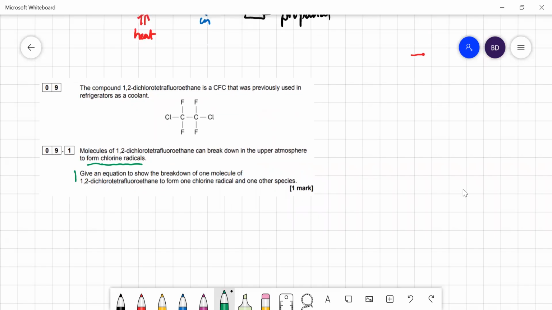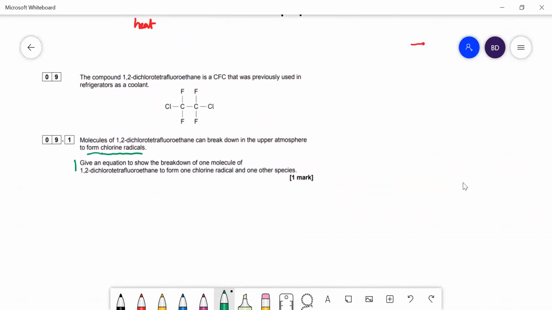Okay, so here let's draw. So I would draw it. We can write down CClF2-CF2Cl, and then write it like that. You can draw it displayed if you like. They'll allow that. And we're going to give some UV light, and we're going to basically break off.